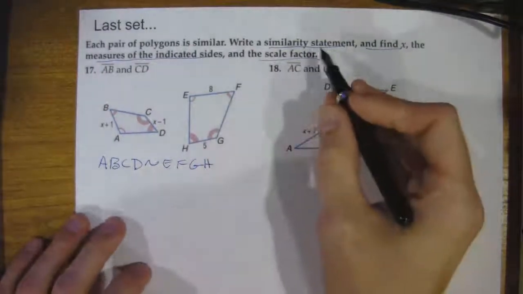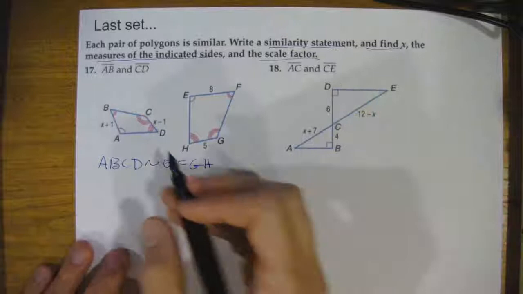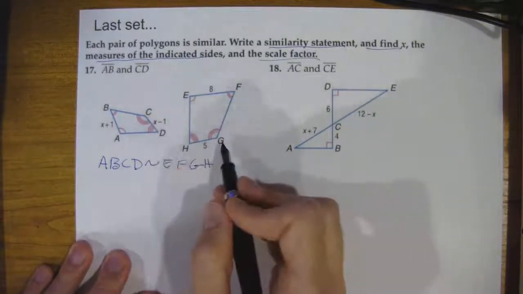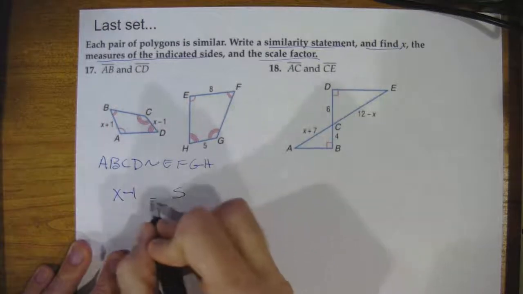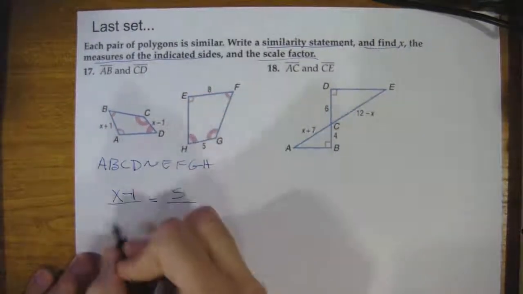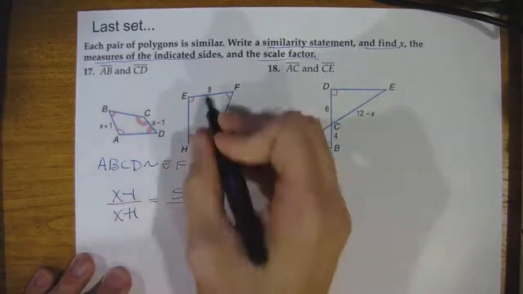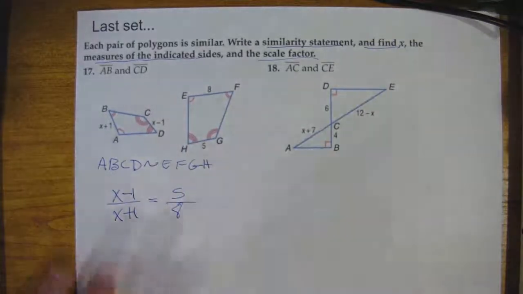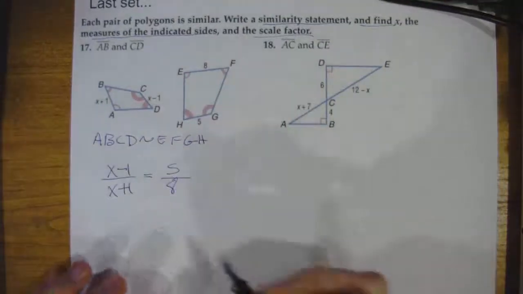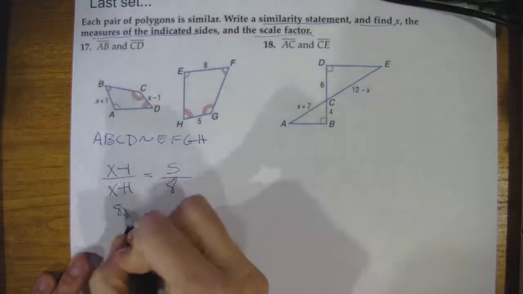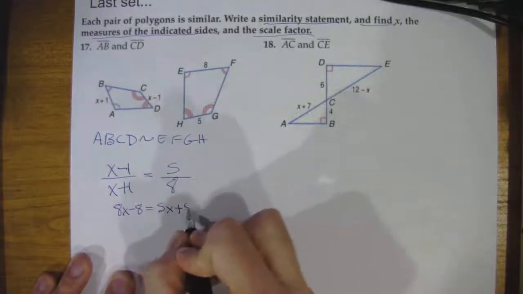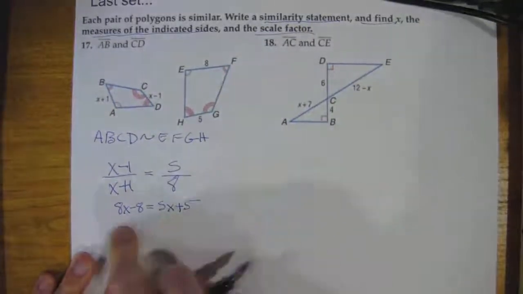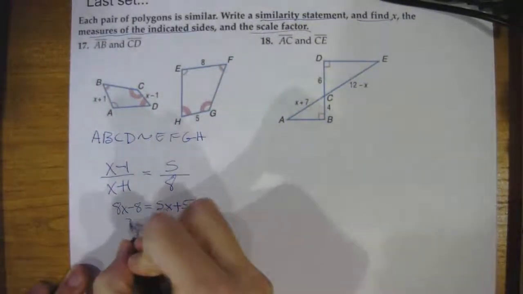Anyway, on we go. We need to find x, so let's do that. So it looks like CD matches up with GH, so that's x subtract 1 and then 5. Those are like items. And then we've got x added to 1, and that matches up with 8. All right, well, let's do our cross products and see where we end up. I'll get 8x subtract 8 when we multiply, and then 5x added to 5. Looks good. We'll subtract 5x on both sides. So that gives me 3x.